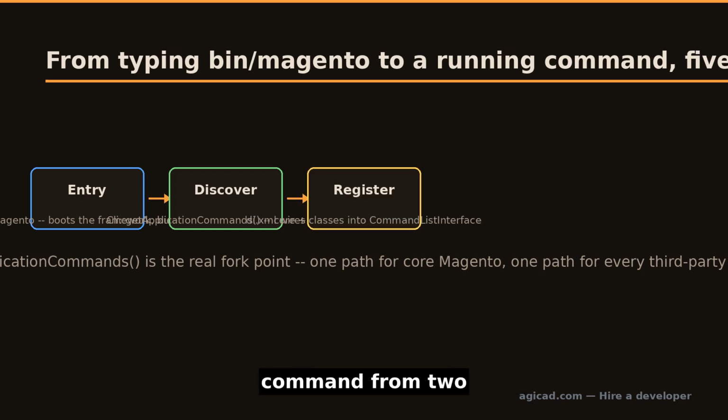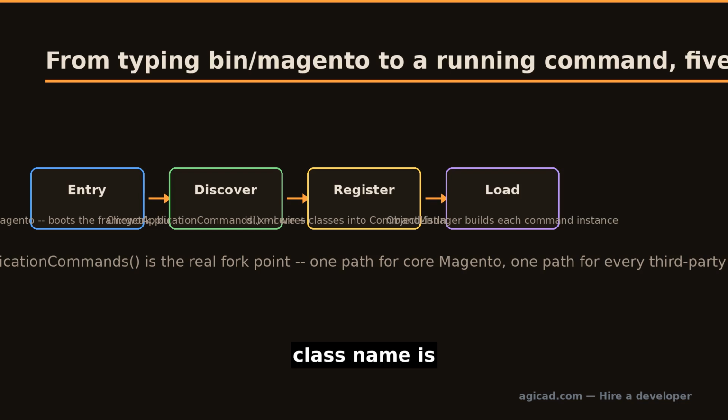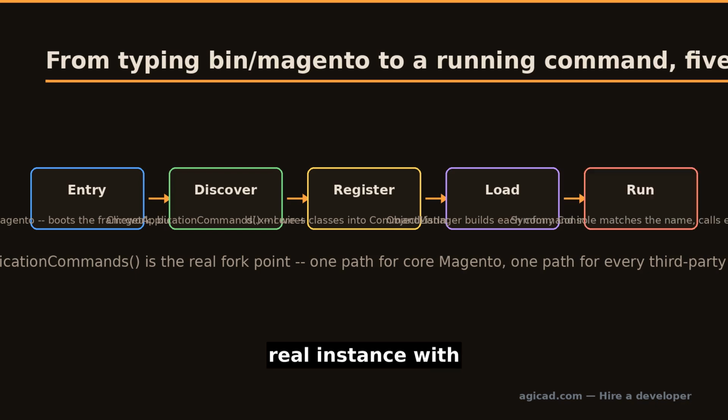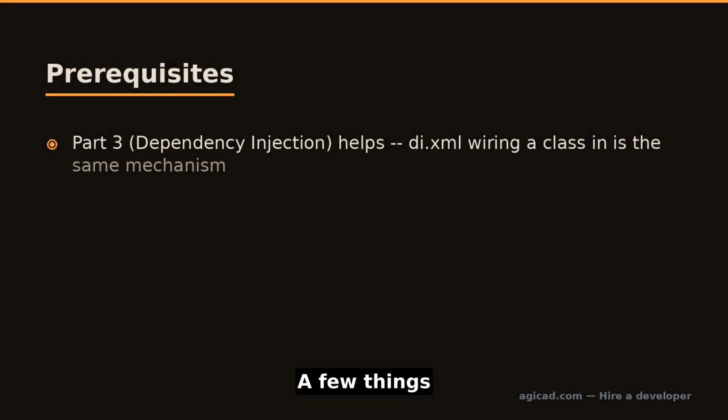Register: for module-shipped commands, that discovery ultimately reads real di.xml configuration, the same declarative configuration pattern this series keeps returning to. Load: once a class name is settled, Object Manager, the same one from Part 3, builds a real instance with its dependencies injected. And run: Symfony's own console component matches whatever name you typed against the loaded commands and calls that one instance's execute method. A few things help before we dig in.